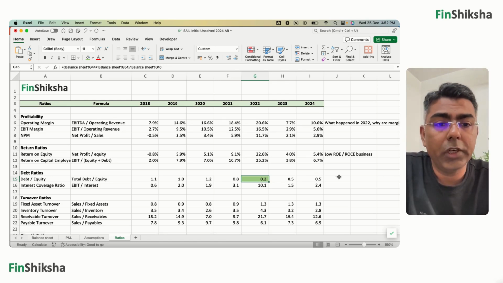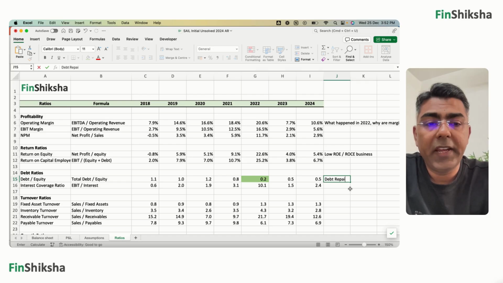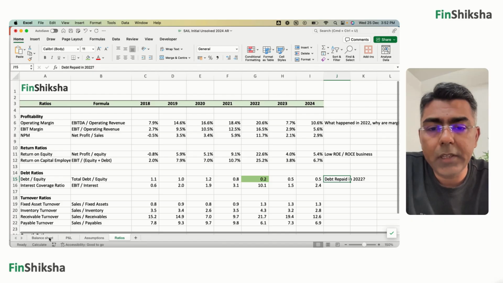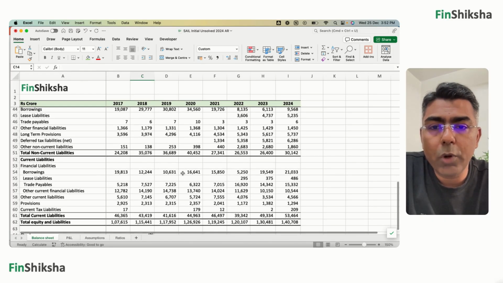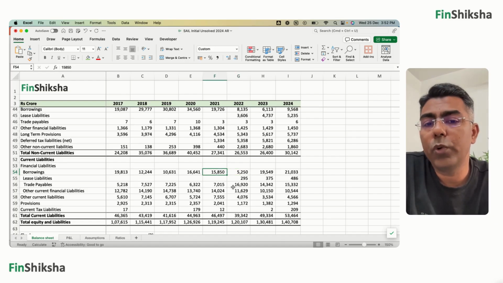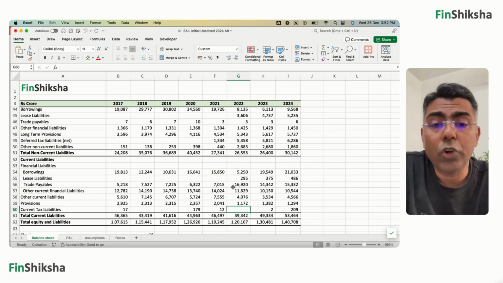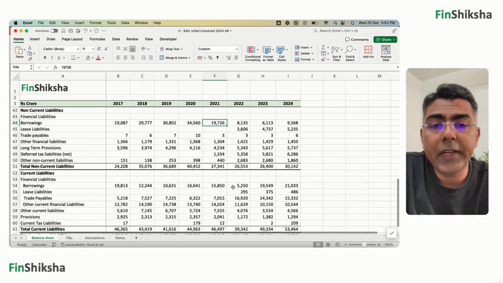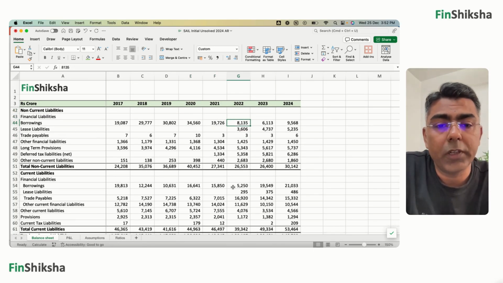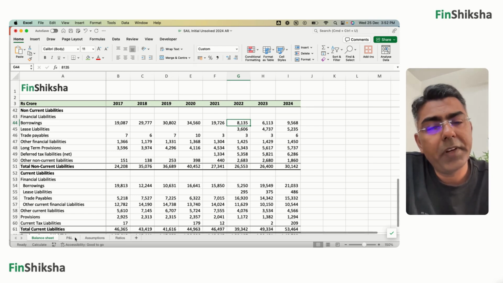That's your interpretation. So debt repaid in 2022. That's an observation we are seeing. Let's go and check if that has happened. So if you go to the balance sheet and look at borrowings, then in 2022, yes, you see short-term borrowing go from 15,000 to 5,000, and long-term borrowings go from 19,000 to 8,000. In fact, over 2 years, 34,000 went to 8,000, right? So massive repayment of debt had happened.